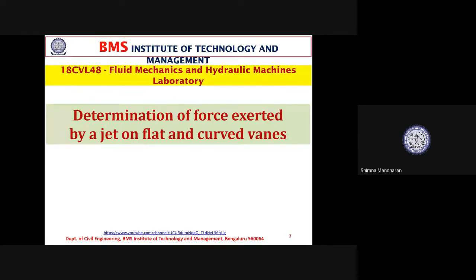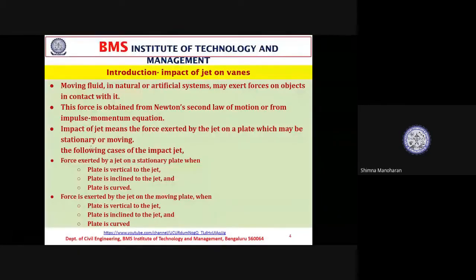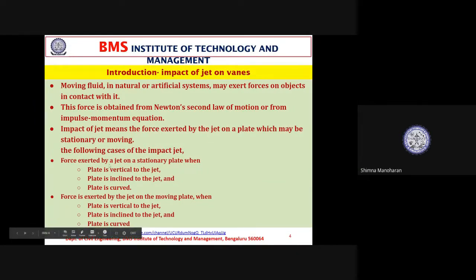So the force that is being exerted by a jet of fluid on a flat or a curved surface can be resolved by applying the momentum equation. This concept is really important when you study fluid mechanics and hydraulic machinery. The force is obtained from Newton's second law of motion. So impact of jet means what? The force that is exerted by the jet on a plate, which may be stationary or moving. These are the cases where you can find the impact of a jet on vanes.